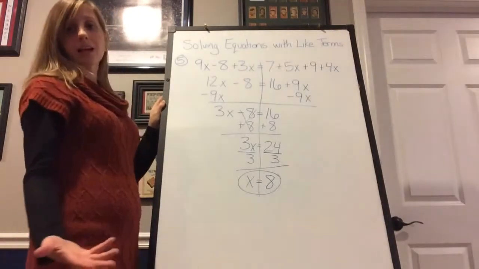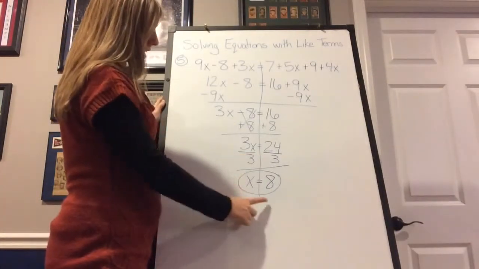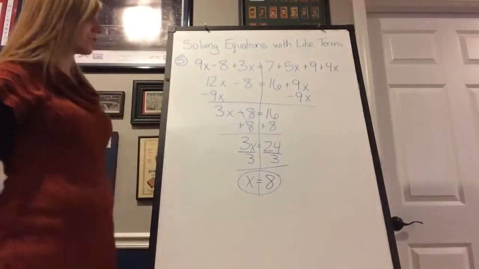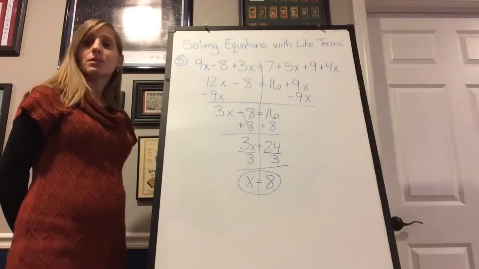And then that last step is division. Divide both sides by 3. You get x equals positive 8 for the solution for number 5. And that's the end of our lesson on solving equations with like terms.